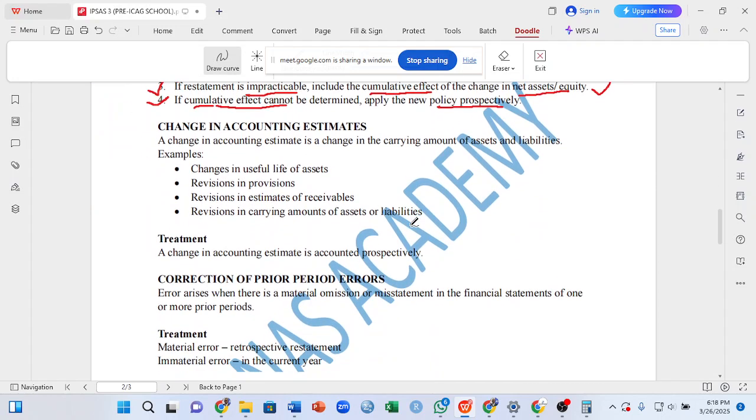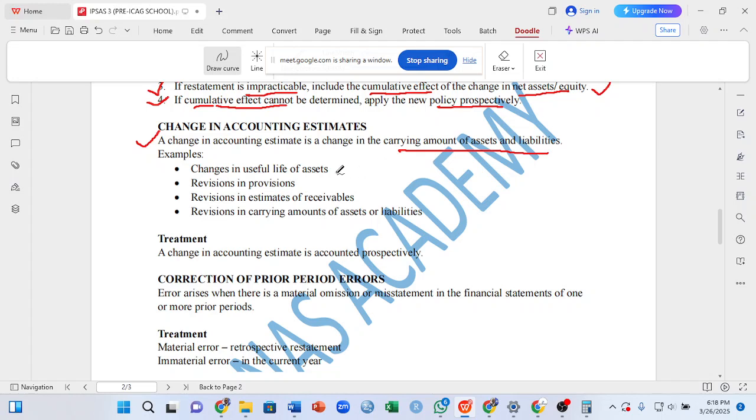The next subtopic under IPSAS 3 is changes in accounting estimate. As the name suggests, here you're making some changes in terms of the amount of assets and liabilities. So when we talk of a change in an accounting estimate, it basically means you're making a change in the current amount of an asset or liability. What will result in these changes in the current amount?